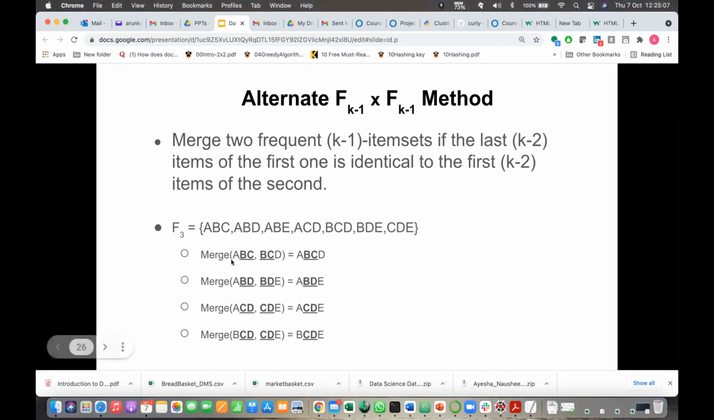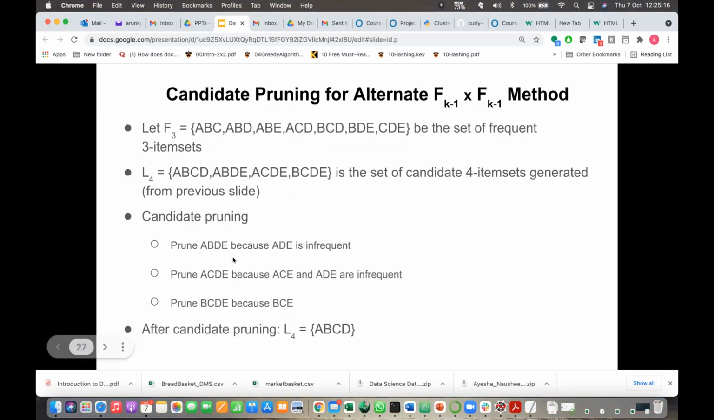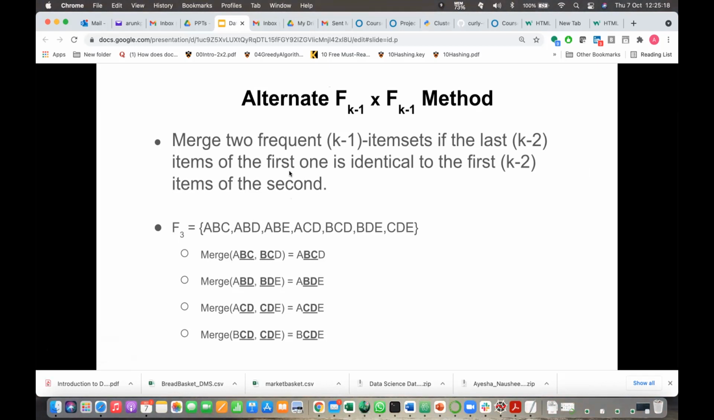Just they change it. The first ones and last one can differ. So one end should differ, that's all. Ends can differ, but not the middle elements. Here BD, BD is same. Then the first end or this end or that end can differ.